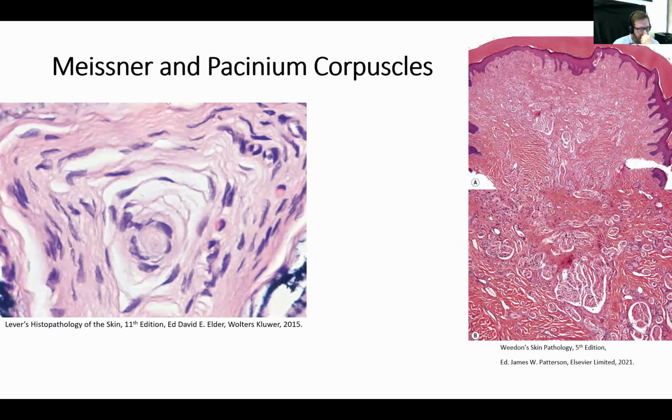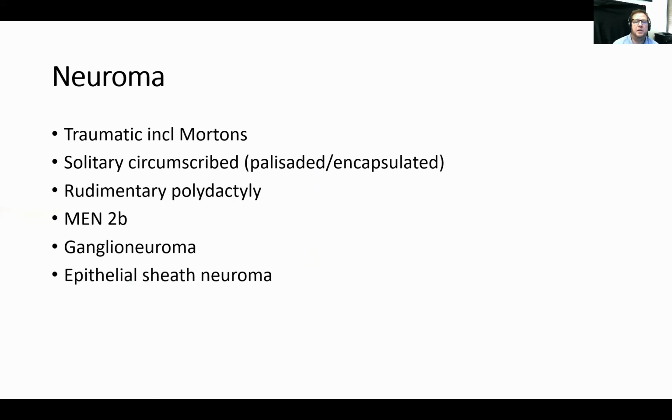So one thing to memorize for your boards is what a Meissner or Pacinian corpuscle looks like. It's this nice onion-looking structure with a central, indistinct axon surrounded by these Schwann-like cells. So just memorize what they are and note they can be a normal finding in different parts of the body.